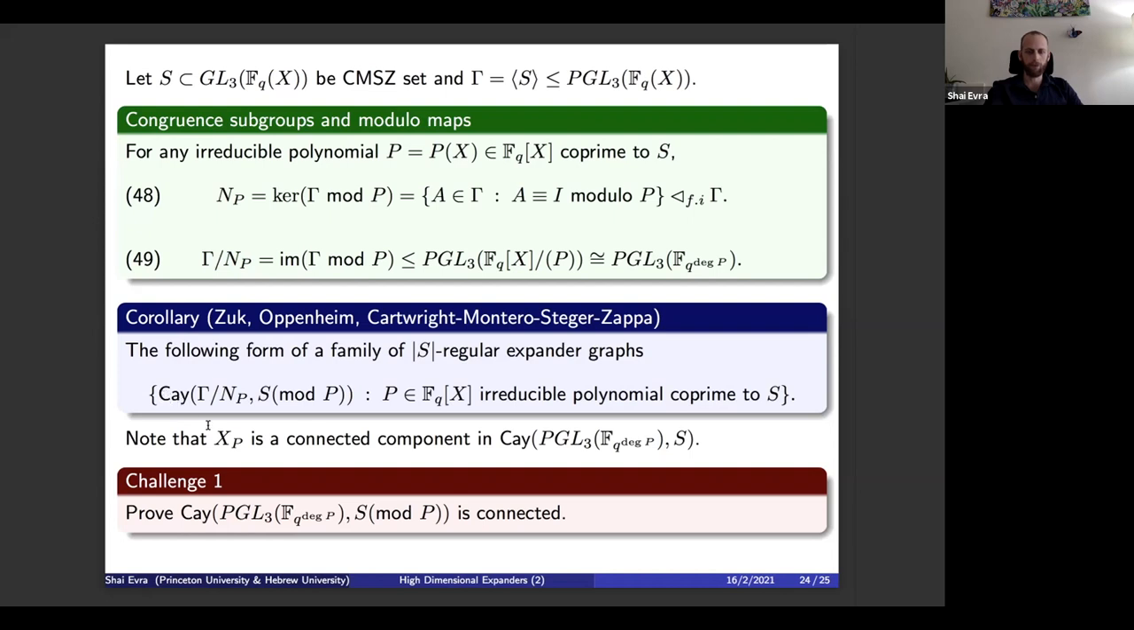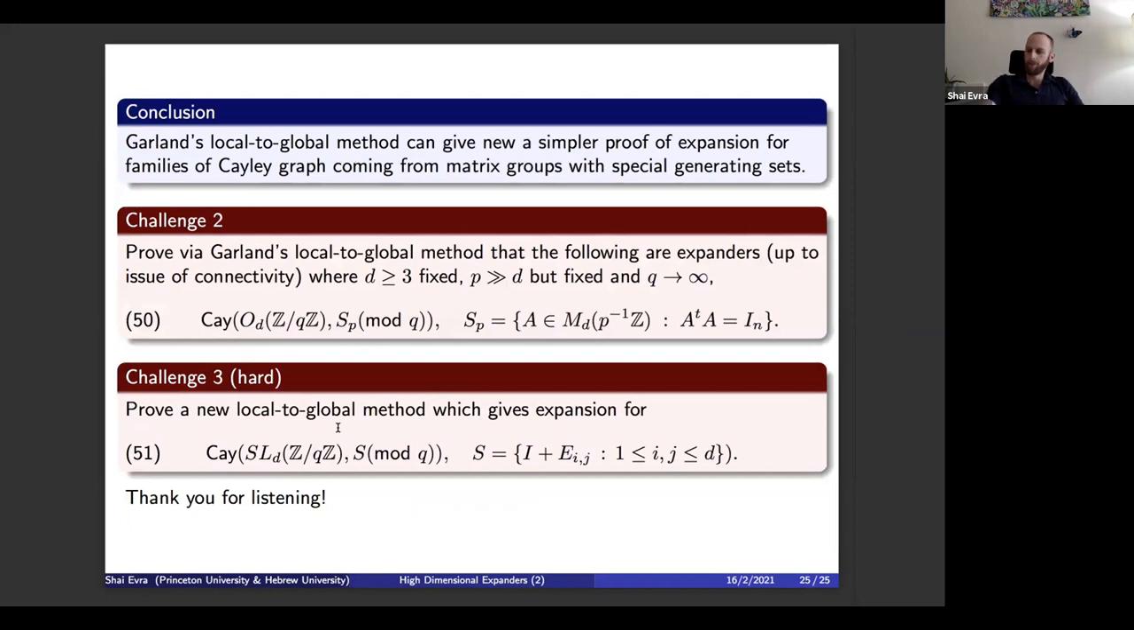So what you get is, it would be nicer to say that this graph is an expander. For this, you need to prove connectivity. So one challenge left unanswered is to show that the bigger graph is actually connected. And so this will be a very short talk. Sorry, Abi. I thought it would take me longer.